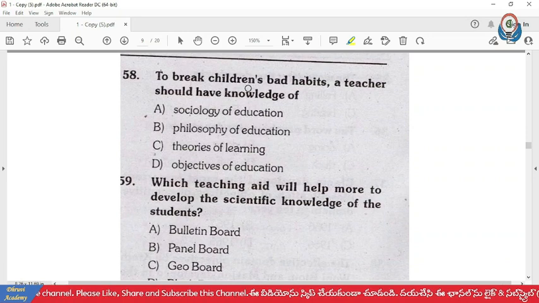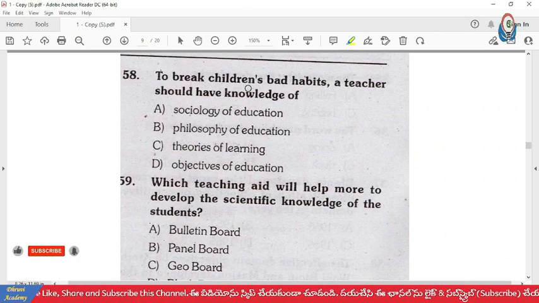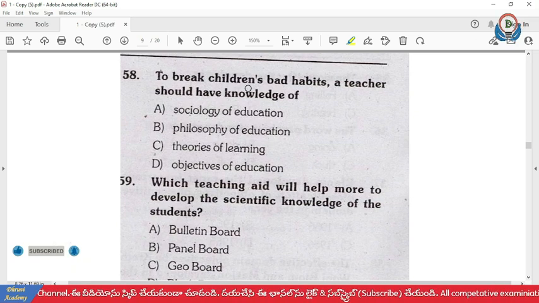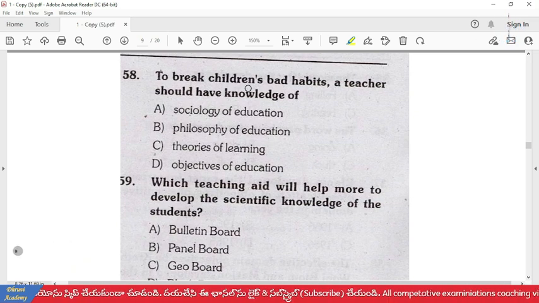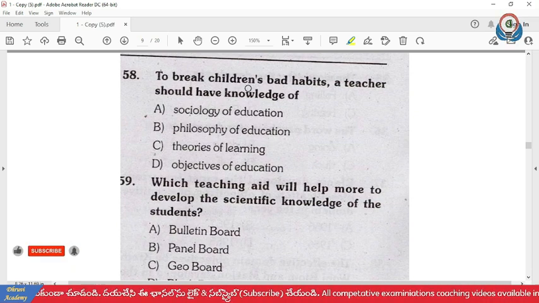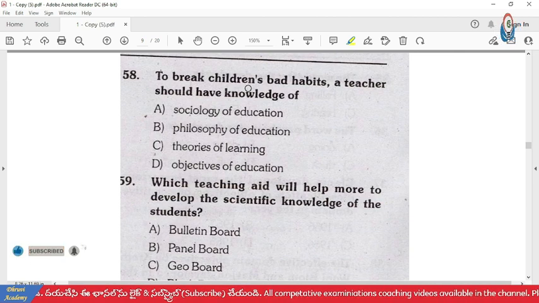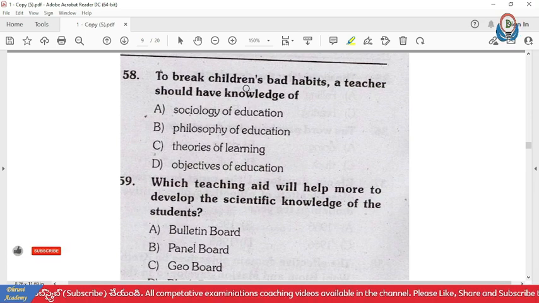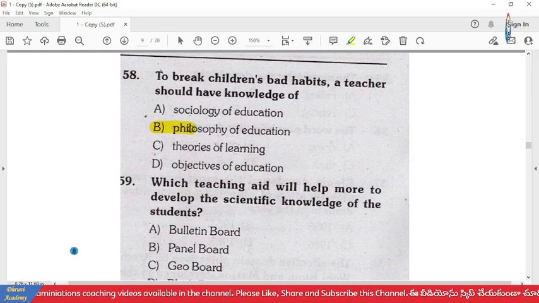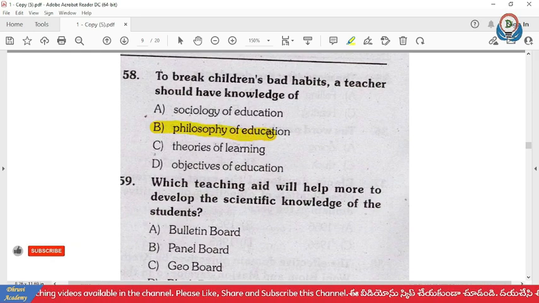To break children's bad habits, a teacher should have a knowledge of A. Sociology of education, B. Philosophy of education, C. Theory of learning, D. Objectives of education. Which is the right answer? Its answer is B. The teacher should have a knowledge of the philosophy of education.